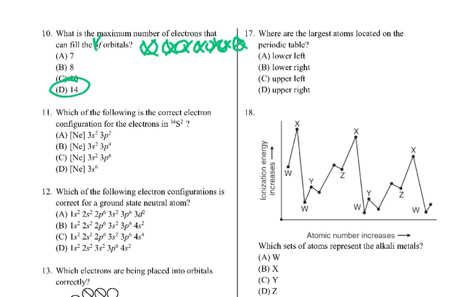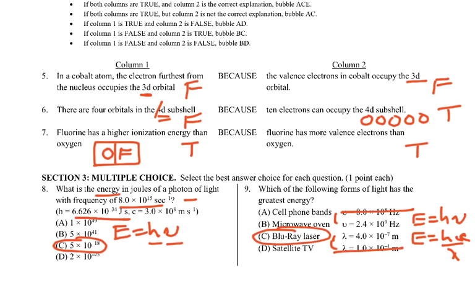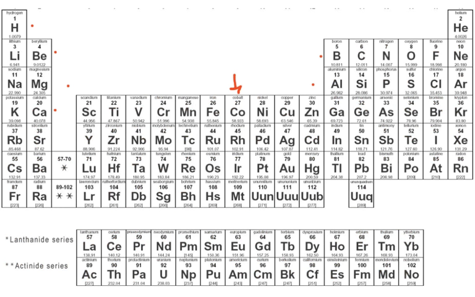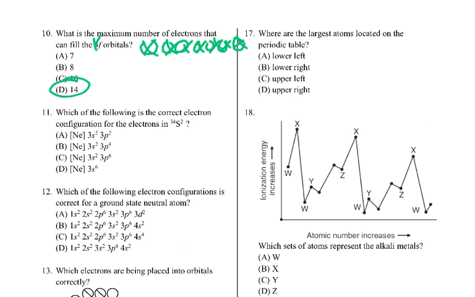Which is the correct electron configuration for S2-? Well, S2- means we're going to have 2 more electrons in. And if we go back and look at where S is, S is way over here. And so S2- is going to have the same electrons as argon. So it's going to be 1s2, 2s2, 2p6, 3s2, 3p6, or neon, 3s2, 3p6. So what answer do we have here? We have neon, 3s2, 3p6.